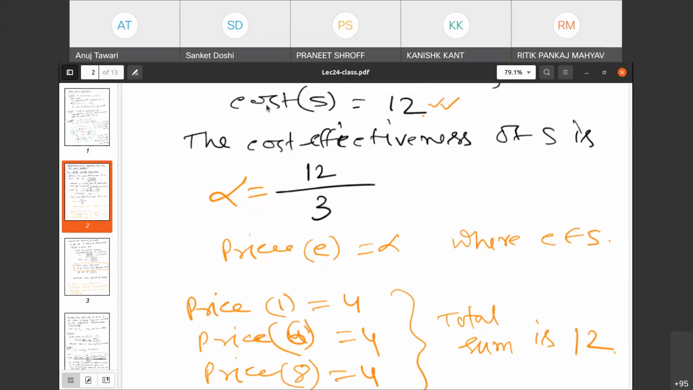Right? So for every element, we look at the first set which is covering that element and look at its cost effectiveness. That will be the price of our element. And finally, we will sum up the prices of all elements.